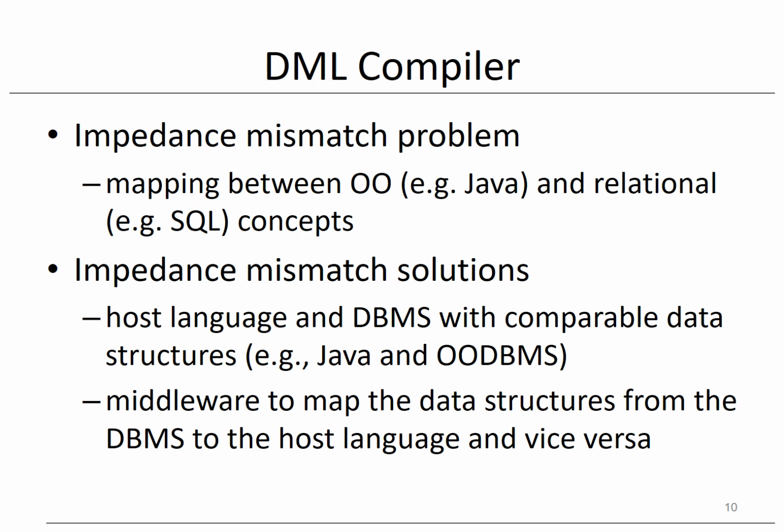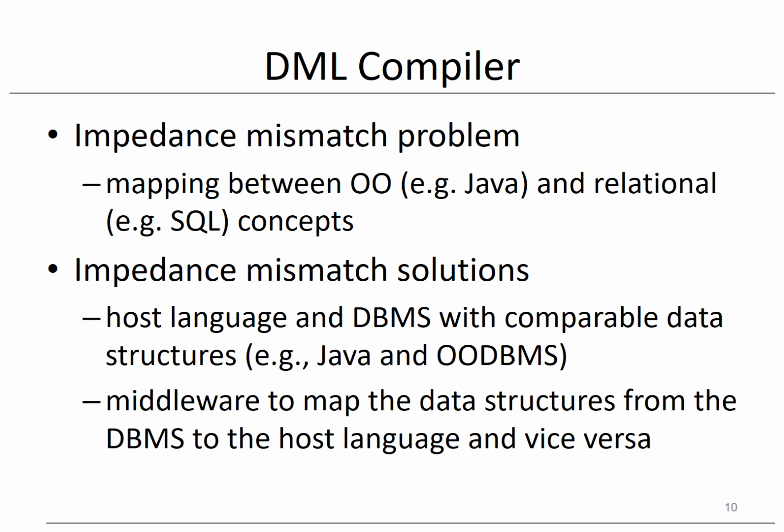The data structures of the DBMS and the DML may differ from the data structures of the host language. In our previous example, we used Java, which is an object-oriented host language, and combined it with MySQL, which is a relational DBMS using SQL DML. The mapping between object-oriented and relational concepts is often called the impedance mismatch problem.